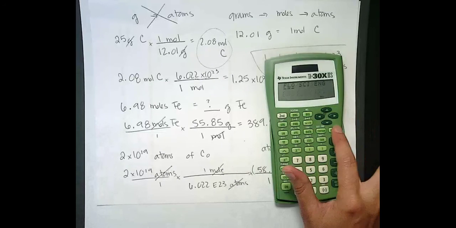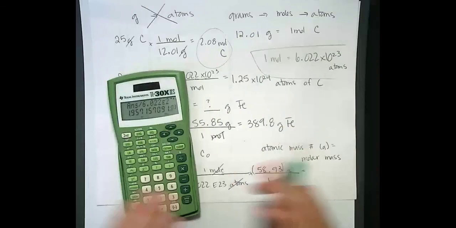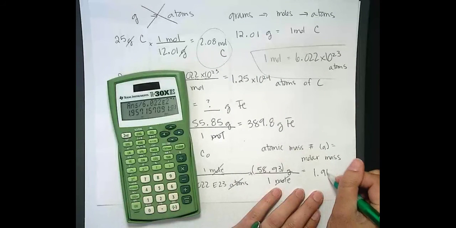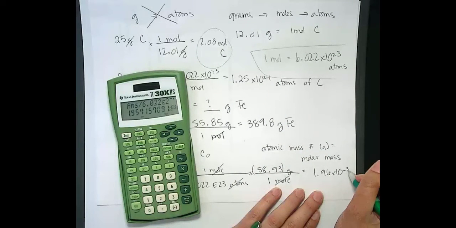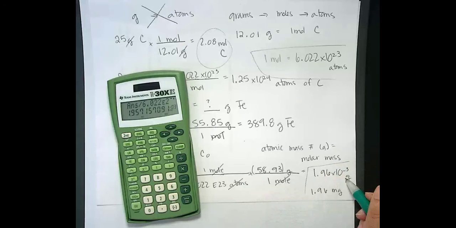I'm going to put mine in scientific notation. So I get 1.96 times 10 to the minus 3 grams, which is 1.96 milligrams. So this is a conversion I would expect you to be able to do, going from grams to milligrams. Maybe not in your head like I did. That's okay, write it out.